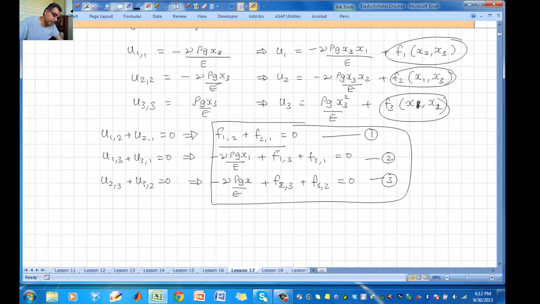First trick is to realize that I can actually rewrite this. I can write this as f1 comma 2 plus f2 comma 1 equal to 0, and then I'm going to introduce g3. I notice that f3 comma 1 gives you this, f3 comma 2 gives you this. So I'm going to define g3 equals f3 minus nu rho g (x1 squared plus x2 squared) over E.